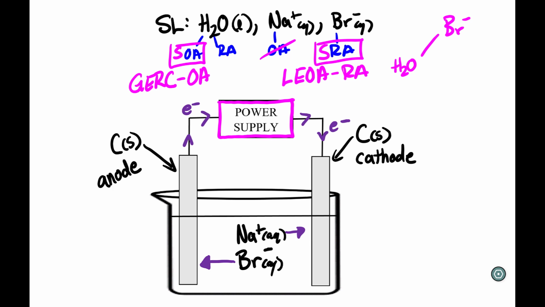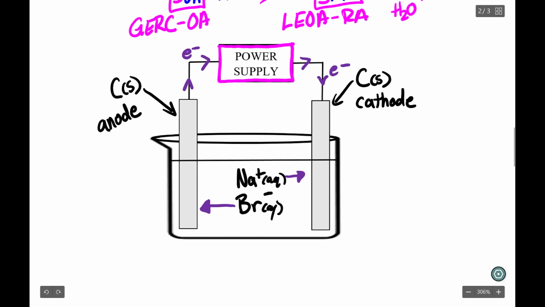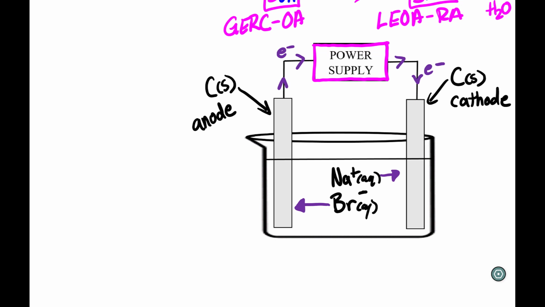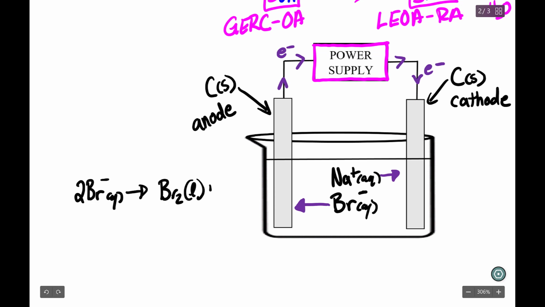The next thing I'd like you to do is write the appropriate half reactions beside each half cell and do the evidence that you would see. Pause the video now and do those 2 things. Now that you've had a chance to do that, let's start at our anode. So starting at the anode, I have 2 Br minus aqueous turning into Br2 liquid plus 2 electrons.